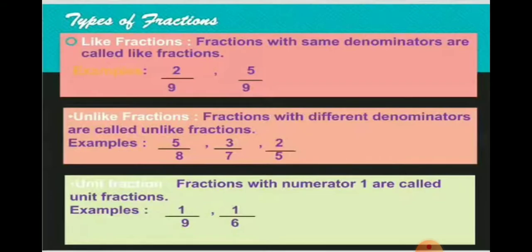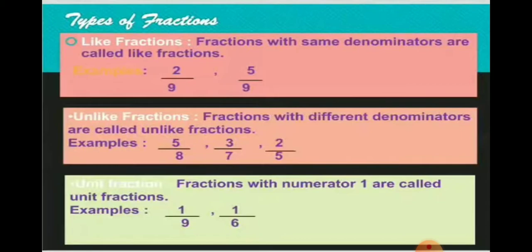Types of fraction. Like fraction. Fractions with same denominators are called like fractions. You can see with the help of example 2 upon 9, 5 upon 9, where the denominator is 9. Unlike fractions. Fractions with different denominators are called unlike fractions. You can see the example 5 upon 8, 3 upon 7, 2 upon 5, where the denominators 8, 7, 5 all are different.